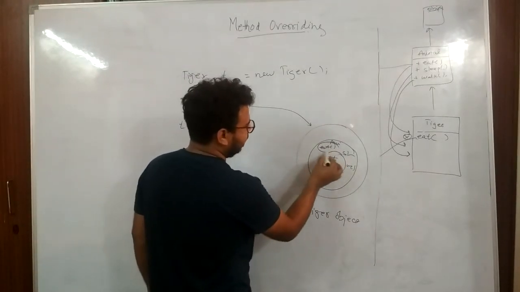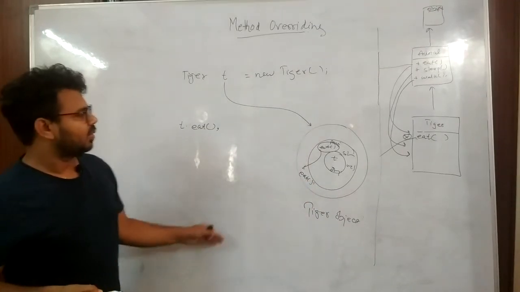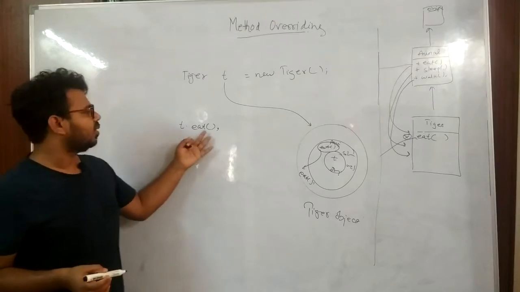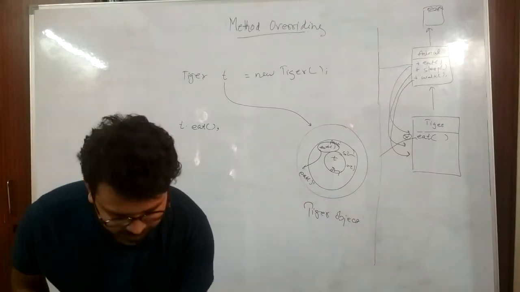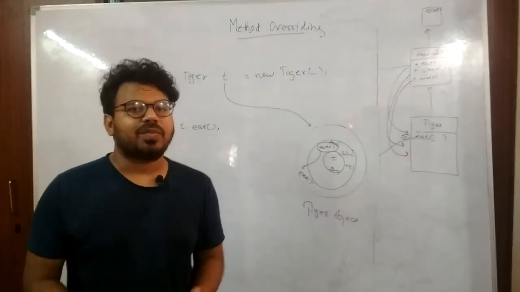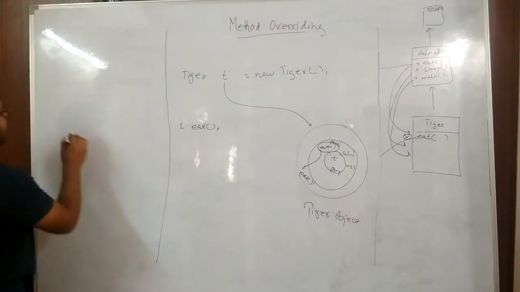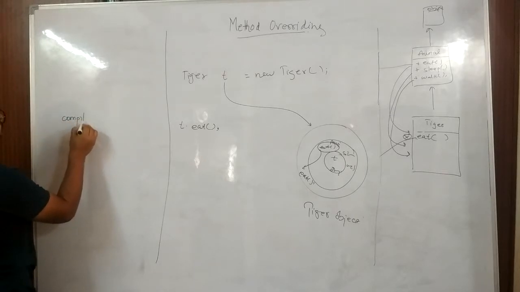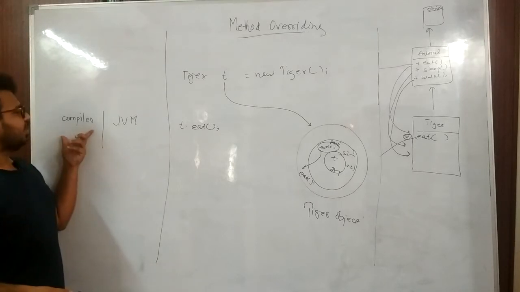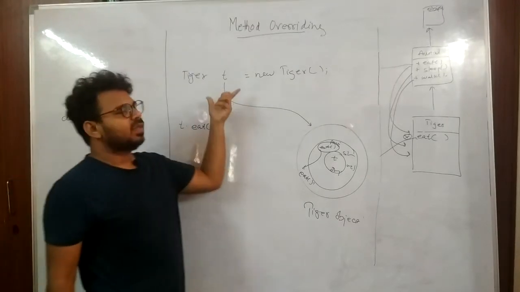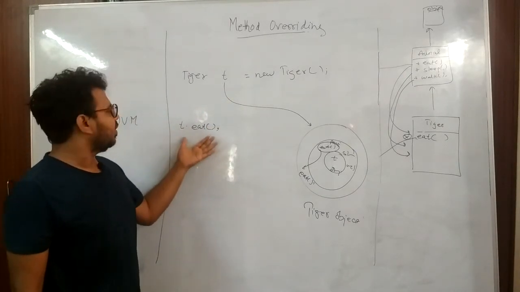But what happens? This eat method is redefined here in the Tiger class. So what will happen at this time when we write t dot eat? Which will be called? So let me tell you, friends, here comes the role of the compiler and the role of the JVM. Two important things, the compiler and the JVM. When we call t dot eat, we have two methods.